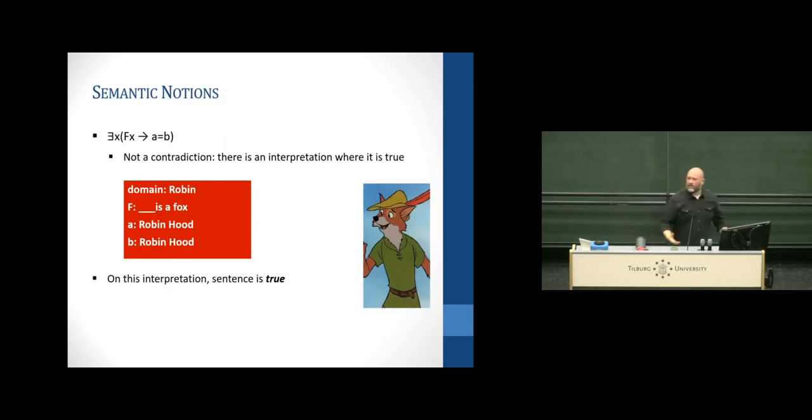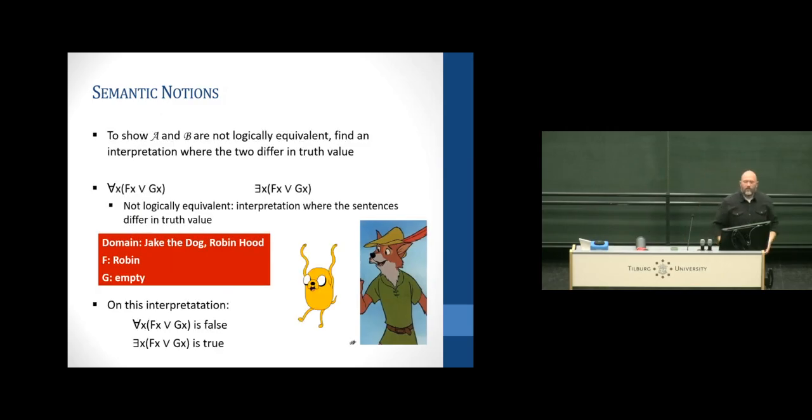We can also do other things. For example, we can show that two sentences are not logically equivalent. Can we guess what being logically equivalent is? It's going to be parallel to tautologically equivalent. Means true or false on all and only the same interpretations. Whenever one's true, the other's true. Whenever one's false, the other's false. To show that two sentences are not equivalent, we give one interpretation that makes one of them true and the other false.